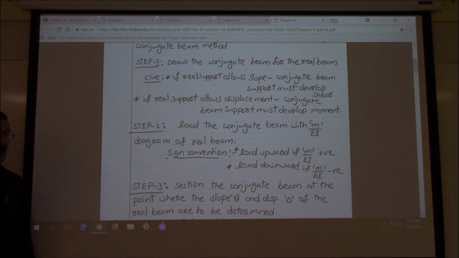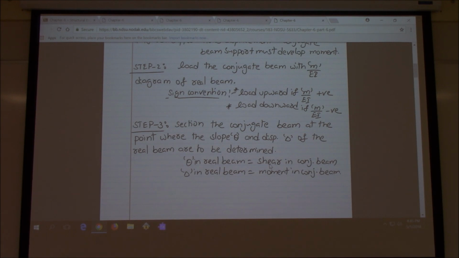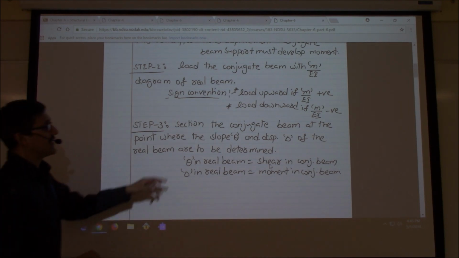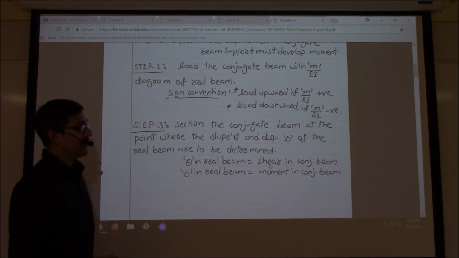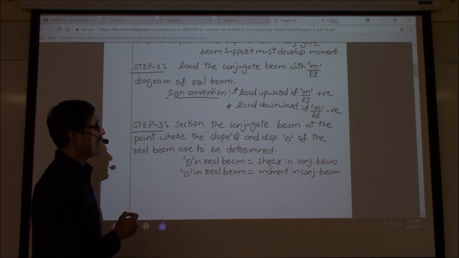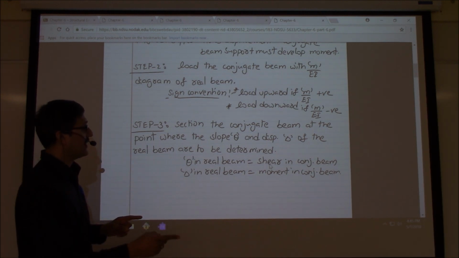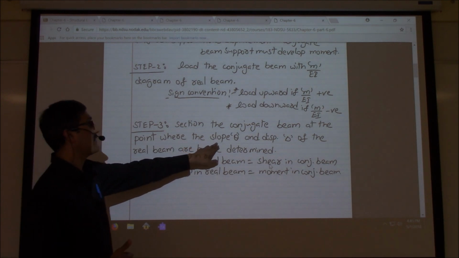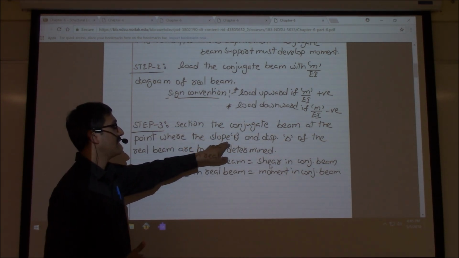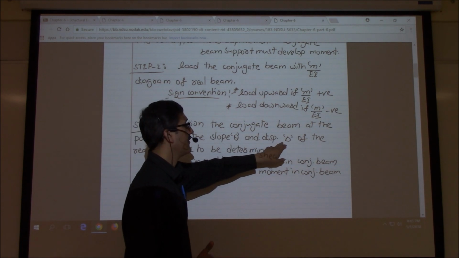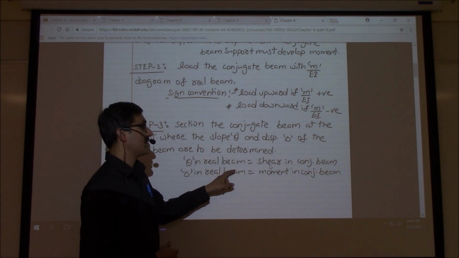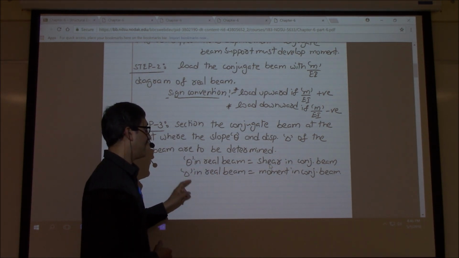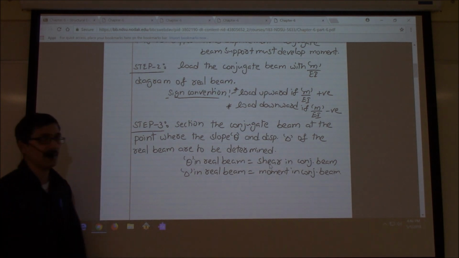And step 3 is: once the conjugate beam is loaded with the M/EI diagram, at the point where you want to know the slope in the real beam, the same point in the corresponding conjugate beam, you have to look for the shear if you want to find out the slope. You have to look for bending moment if you want to find out the displacement. So slope in the real beam is equal to shear in the conjugate beam. The deflection in the real beam is equal to moment in the conjugate beam.